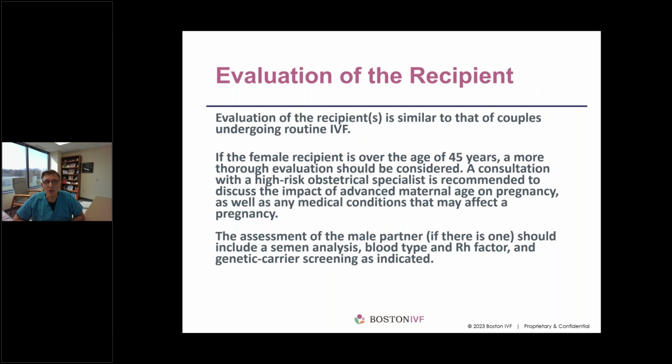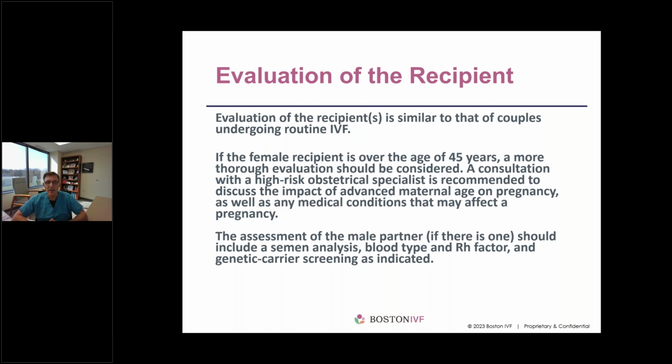The recipient also needs to be evaluated. There is also a psychological evaluation of the recipient. We want to make sure that she's comfortable with that whole idea of using somebody else's eggs. It's not going to cause trouble between her and her partner, if there is one. So she needs to be evaluated.